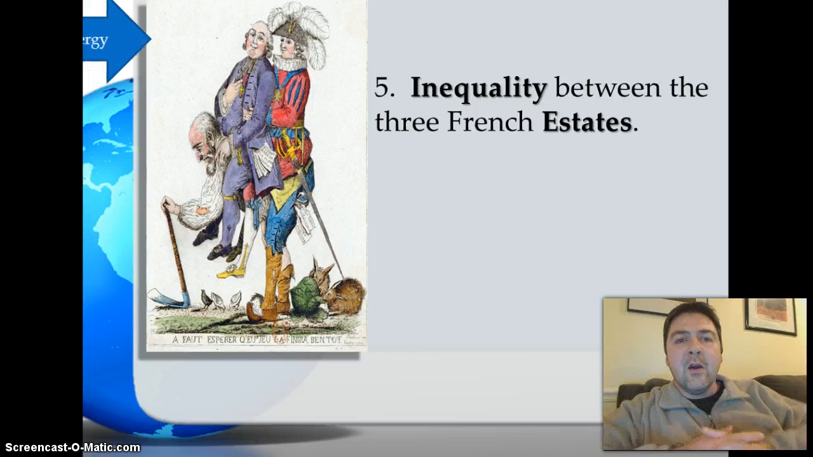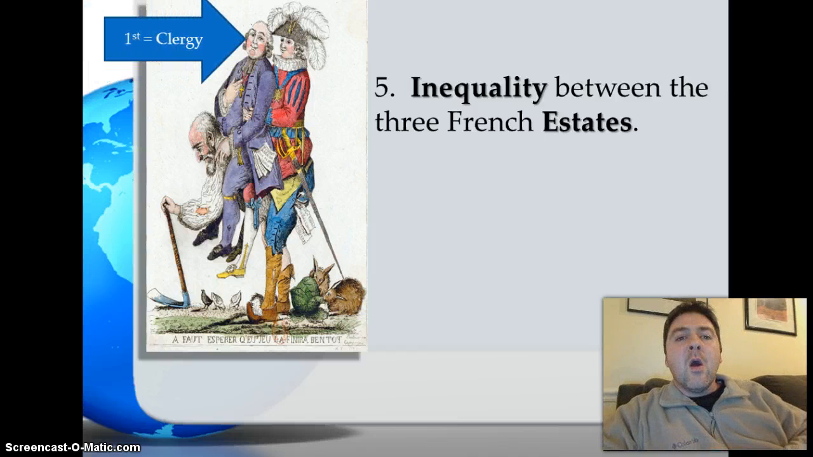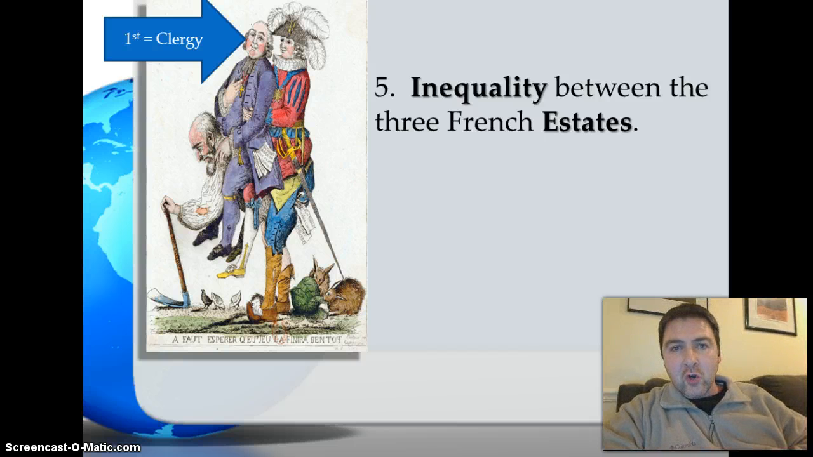The guy here on the top left was a member of the first estate, the first social class, which were the clergy. Clergy is a fancy word for religious people. In France's case, these were the bishops, cardinals, priests of the Catholic Church. They were the top group in French society, the first estate.